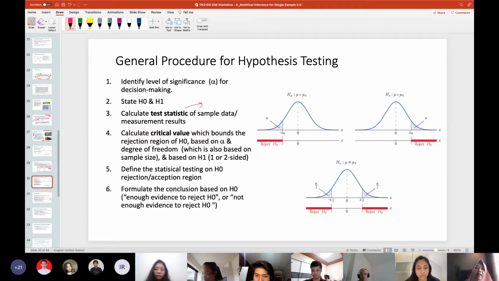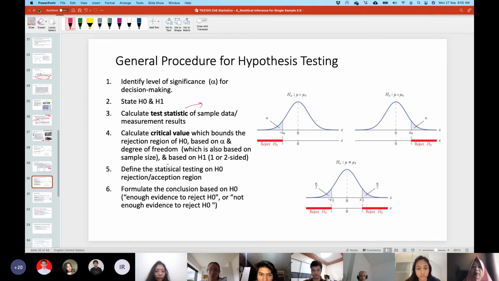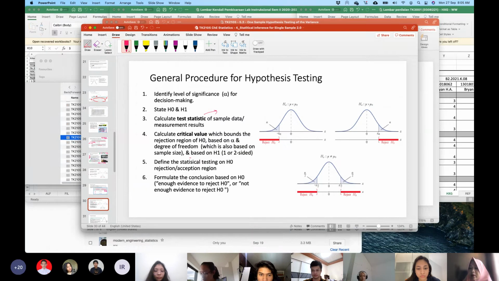Okay, and after that, let's calculate the critical value, which is the bound for rejection of H0 based on alpha. With that, we define whether we reject or accept the hypothesis. Okay, and then we formulate the conclusion. Is there enough evidence to reject H0 or not enough evidence to reject H0? Okay, with that we have videos from Pak Walmiki.